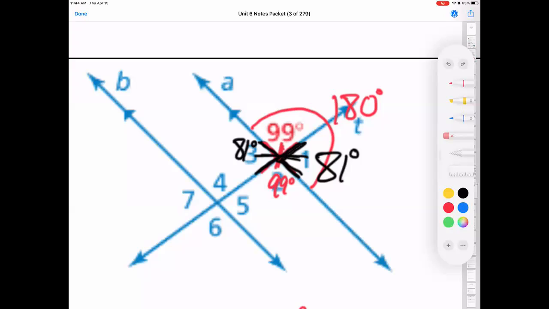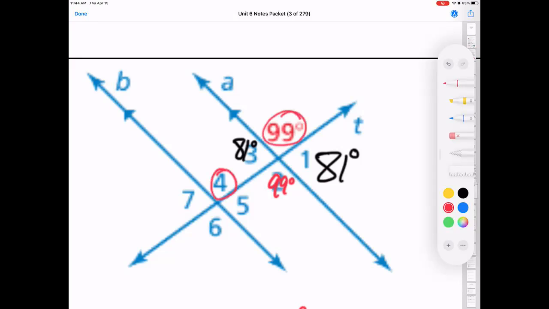Just to clean this up a little bit so we can see things a little easier. So we have those angle measures. For corresponding, number 4 would be the same as this 99 degrees. Notice how they are in that same position. One's on the inside of the parallel lines, one's on the outside. So angle 4 is also going to be 99.